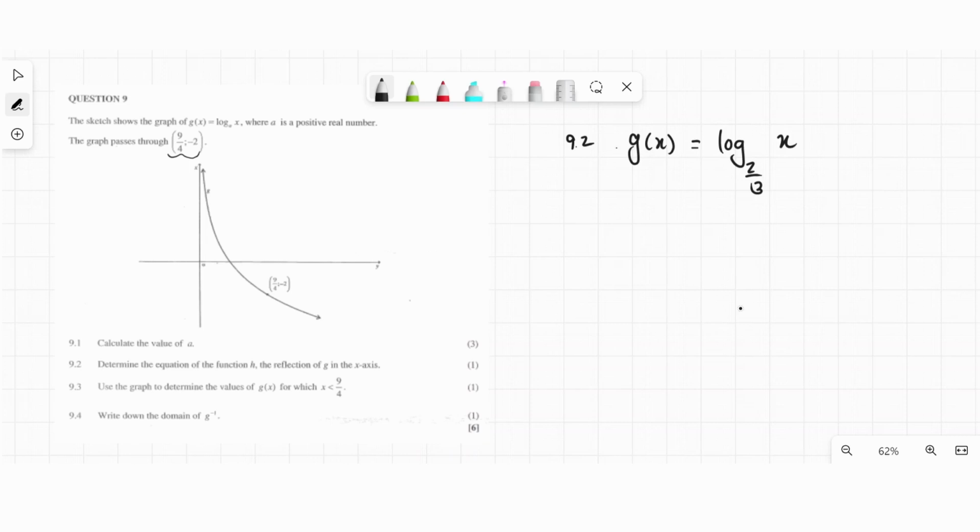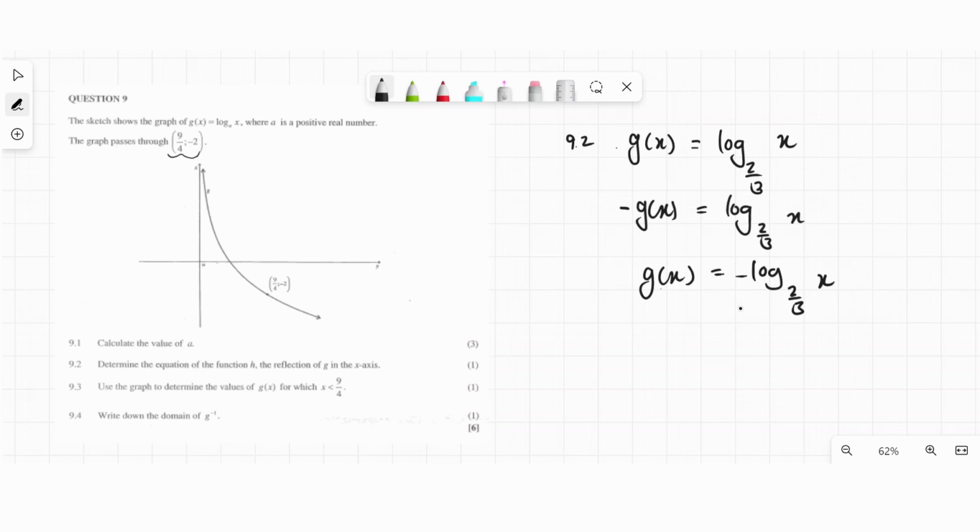It's going to be log 2/3 x, right? As I said, the reflection of g in the x-axis is going to affect the y, which is our g, so it's going to be negative g of x is equal to log 2/3 x. Take the y, divide both sides by -1. So the negative is going to cancel out. So you're going to have g of x is equal to negative log 2/3 x. But this one is going to be h of x.